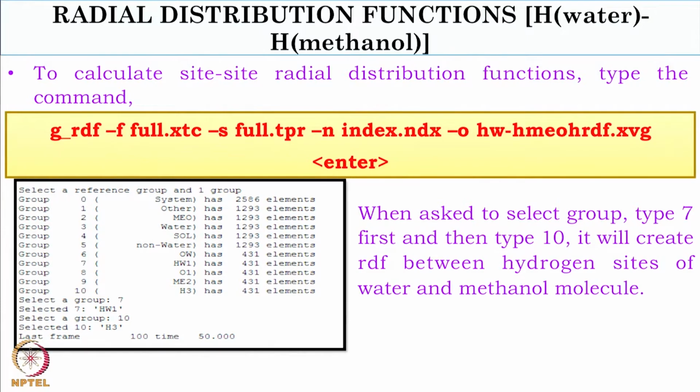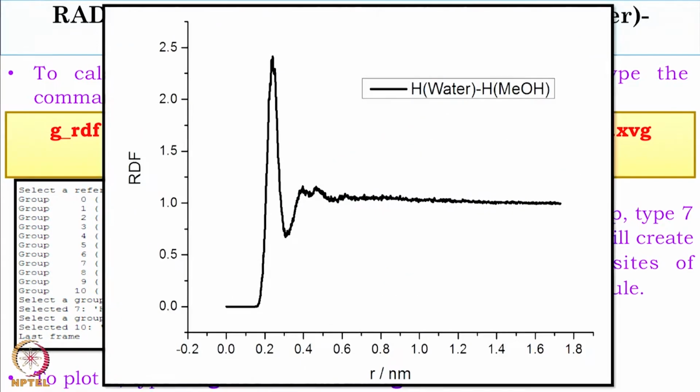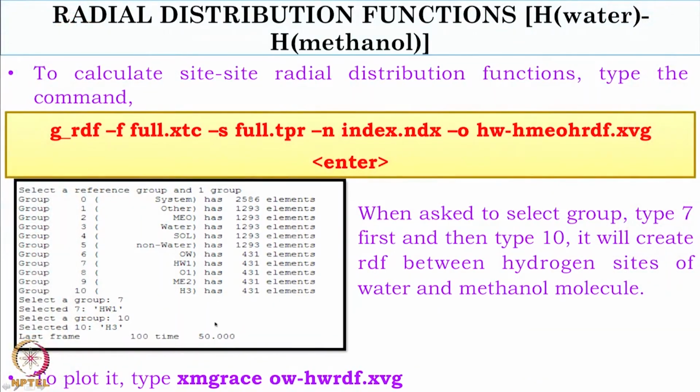You can plot it using the same command, xmgrace. It will show something like this. Basically you can choose any pair and get all the distribution functions. You can also get H water. For H water you give the same index. Water is in group 7, right? So you have to type 7 twice for getting the RDF between hydrogens of water molecules.